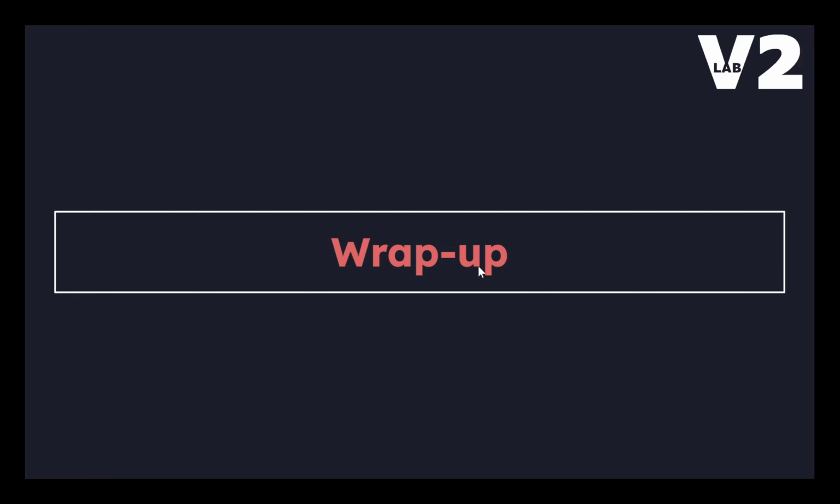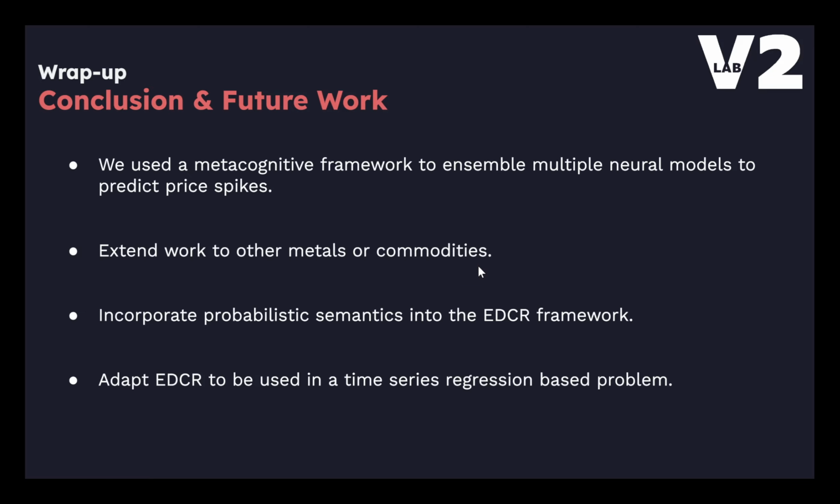But to wrap up, what we did with this work is we adapted a metacognitive framework to ensemble multiple neural models to predict spikes. And generally, the results were pretty favorable. As for future work, we think it'd be interesting to extend it to other metals or other commodities for more robustness. And we also think it'd be interesting to incorporate probabilistic semantics into the EDCR framework, just to add more nuance as to when we utilize these rules.